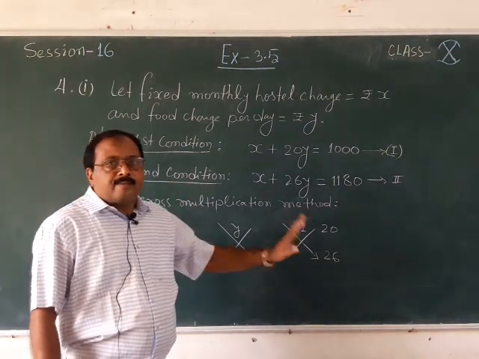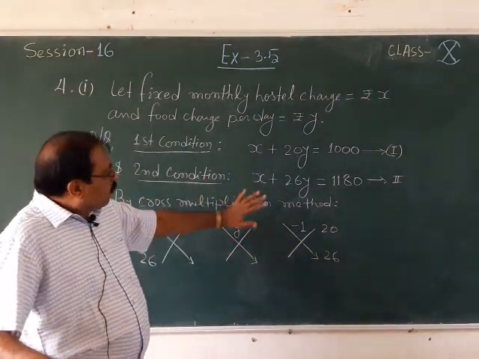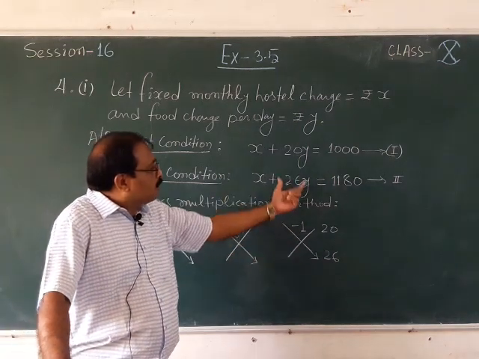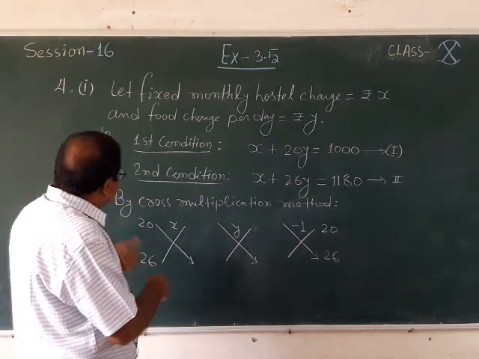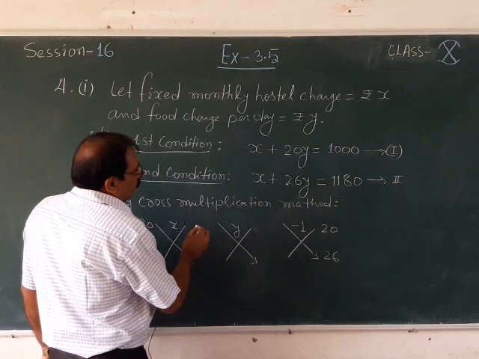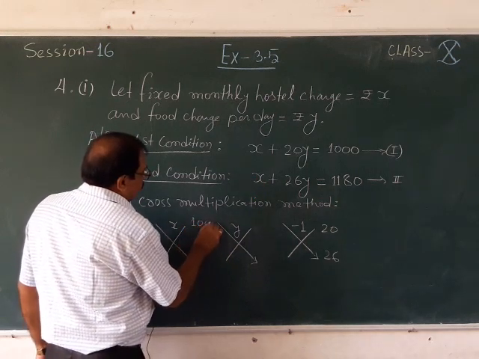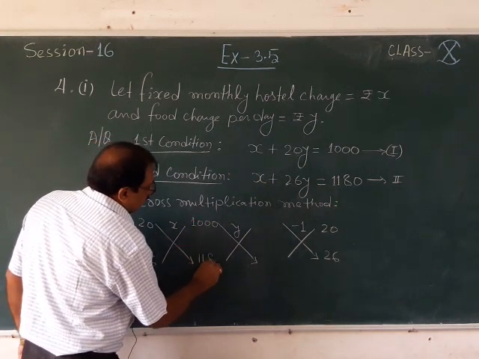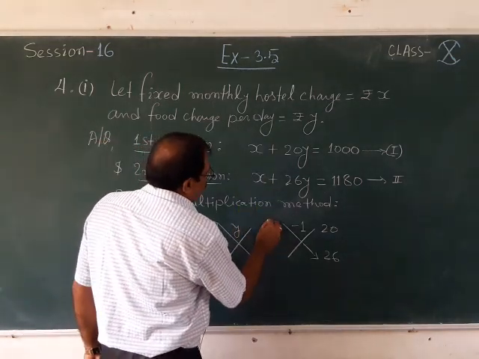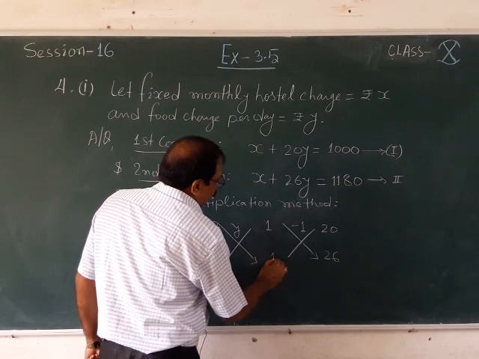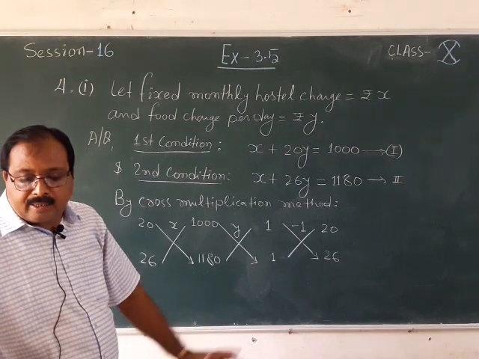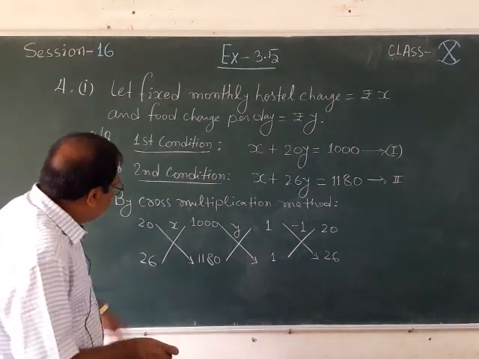If your equation is not in standard form, then here x and here y, and here you can write -1 if your equation is arranged in this way. Now b1 b2 I have written, then c1 c2 I can write, that is 1000 and here 1180. Then a1 a2, a1 is 1 and a2 is 1. So you have to arrange it like that, and after arranging you will start to solve.